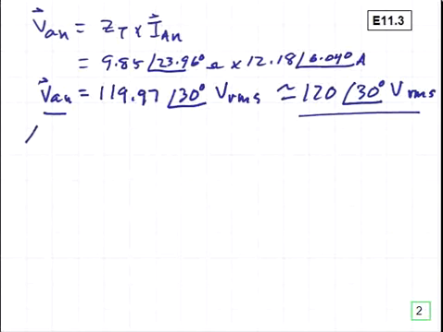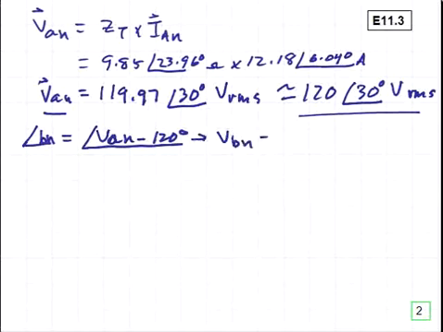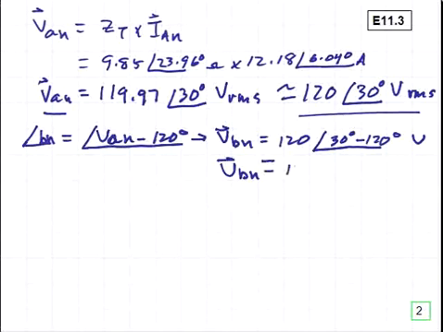Now we know that the VBN phase voltage will have an angle of VAN minus 120 degrees. So this will give us that VBN is equal to 120 for the amplitude, an angle of 30 degrees for the A phase angle minus 120 degrees volts, or VBN is equal to 120 at an angle of minus 90 degrees volts.